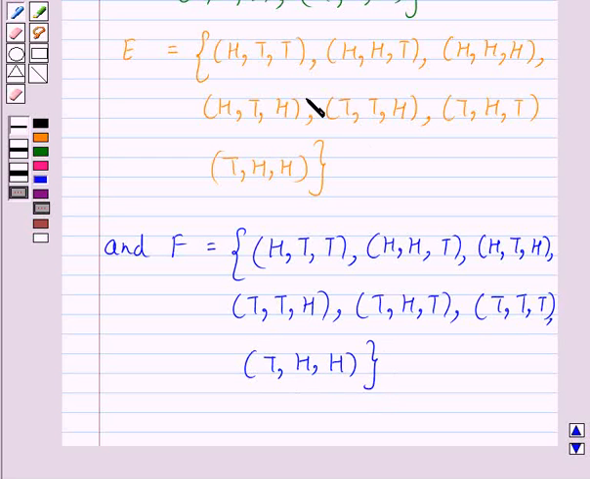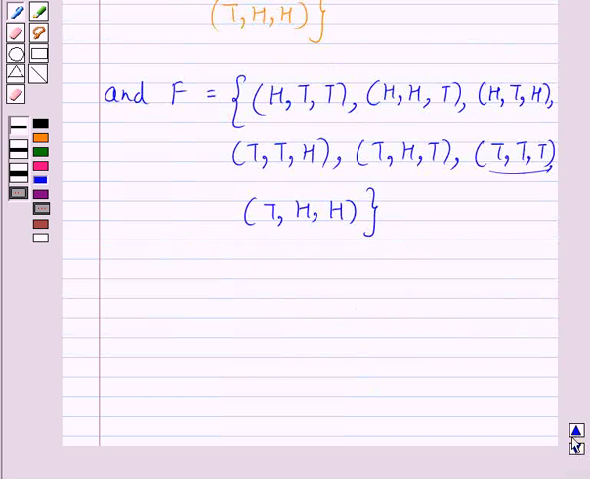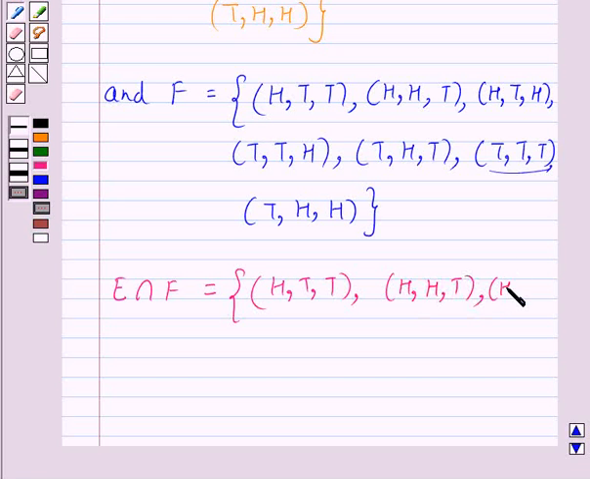Now all the elements of E and F are common except these 2 elements. So E intersection F is equal to H T T, H H T, H T H, T T H, T H T and T H H.